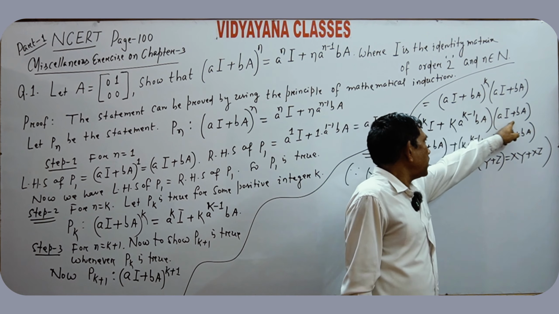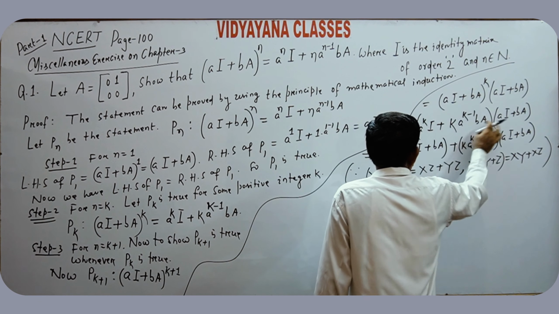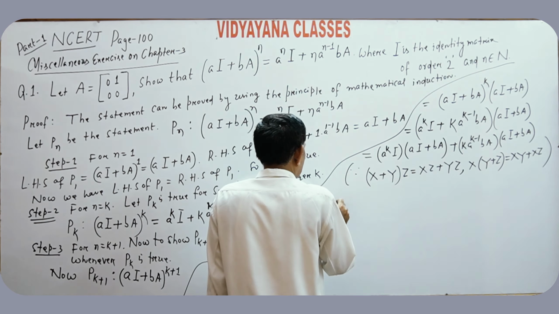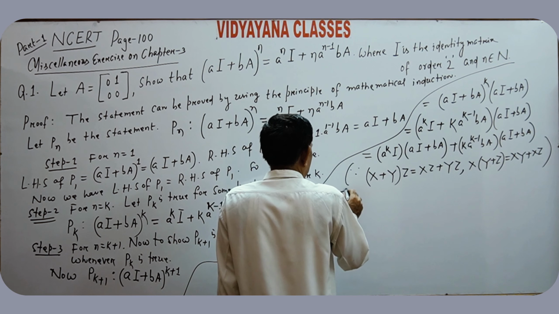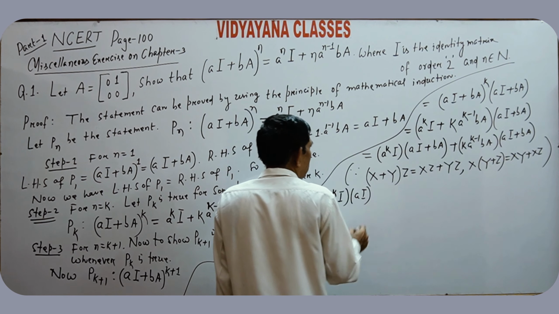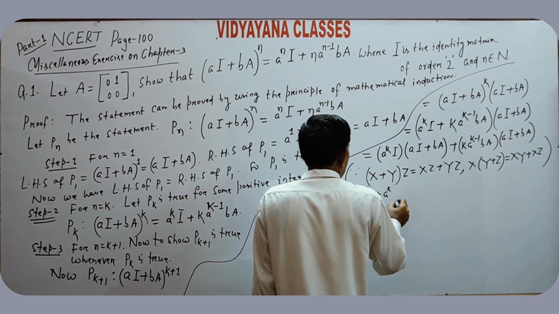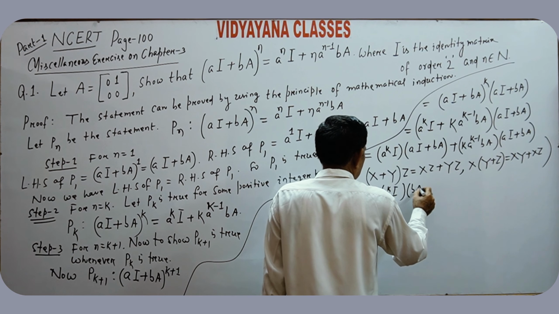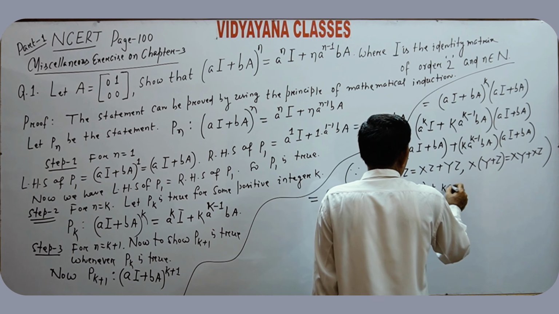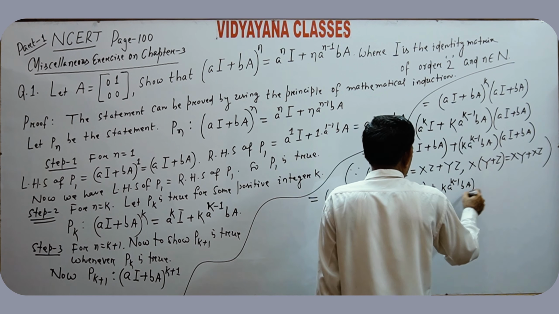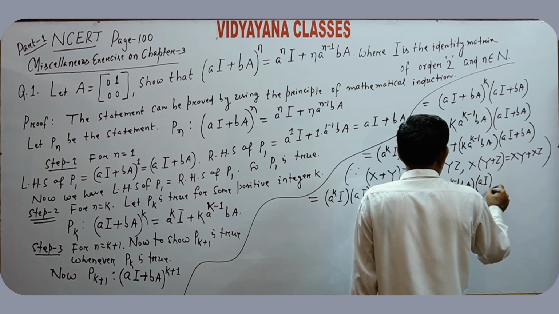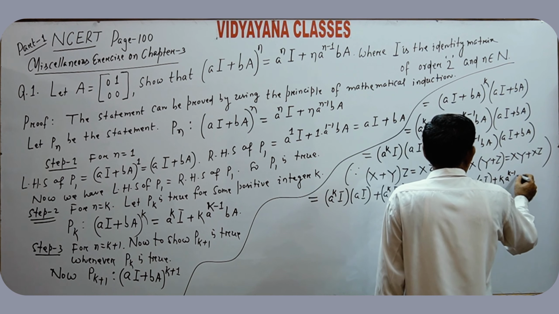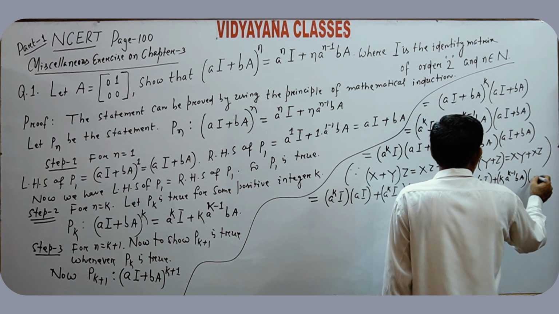X plus y, it is taken as z. This into this plus this into this, which is same as a to the power k I into AI plus a to the power k I into BA plus k into a to the power k minus 1 BA into AI plus k into a to the power k minus 1 BA into BA.